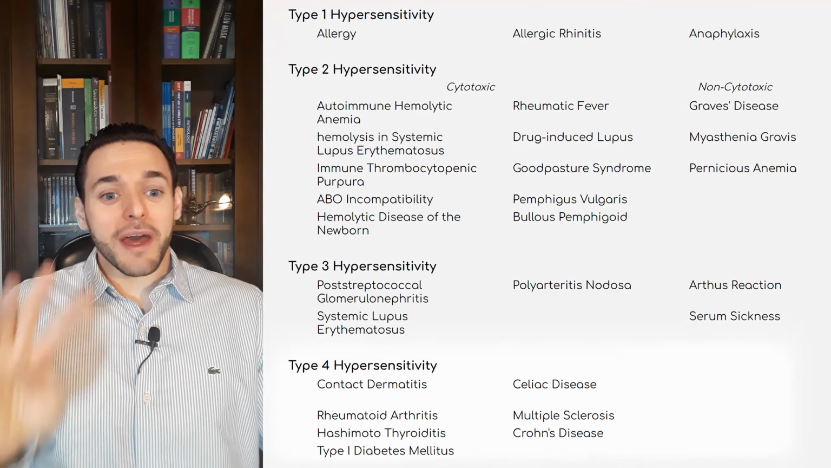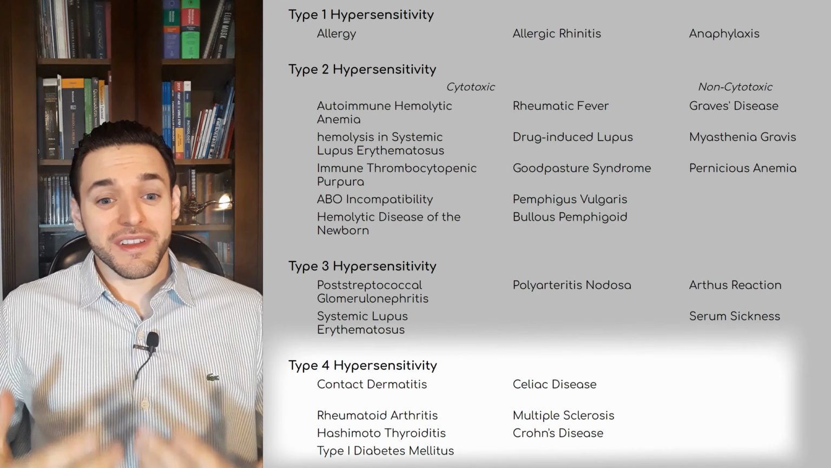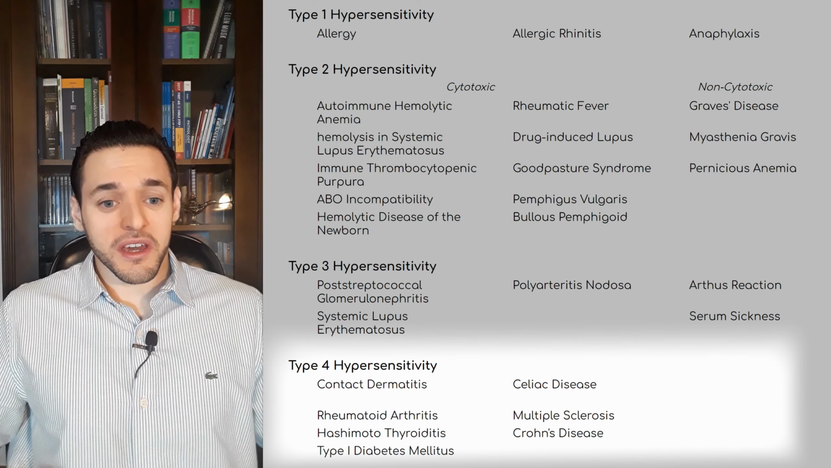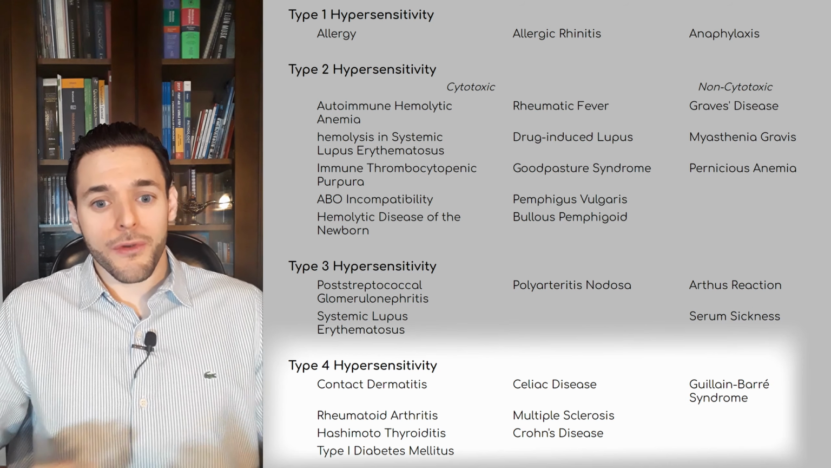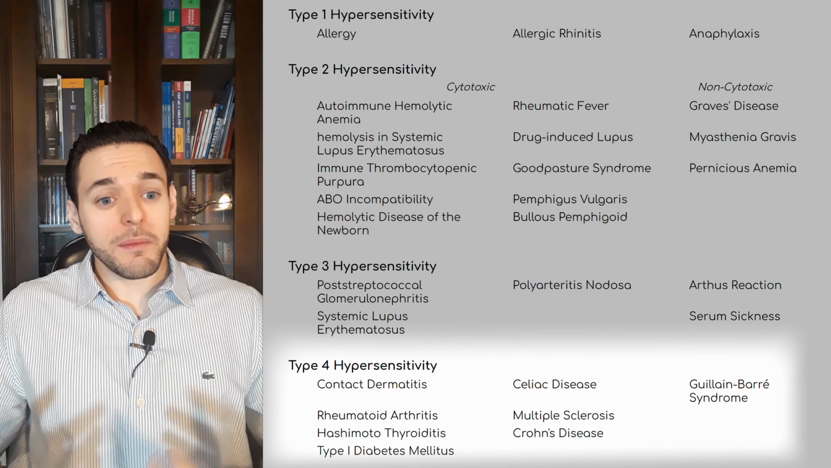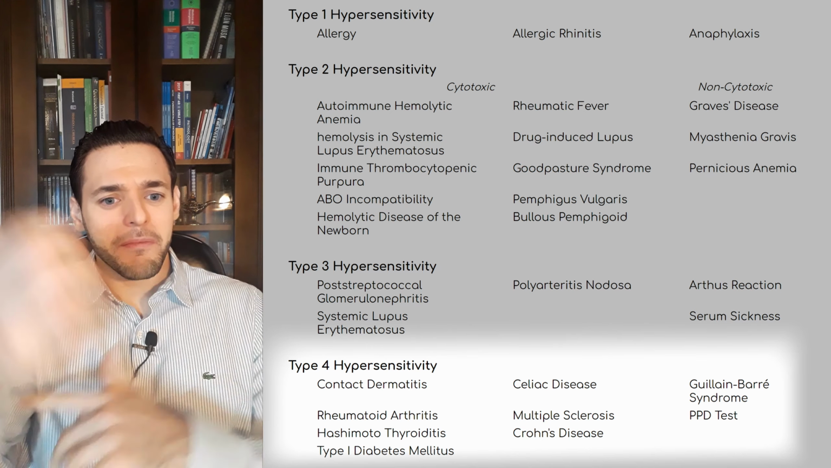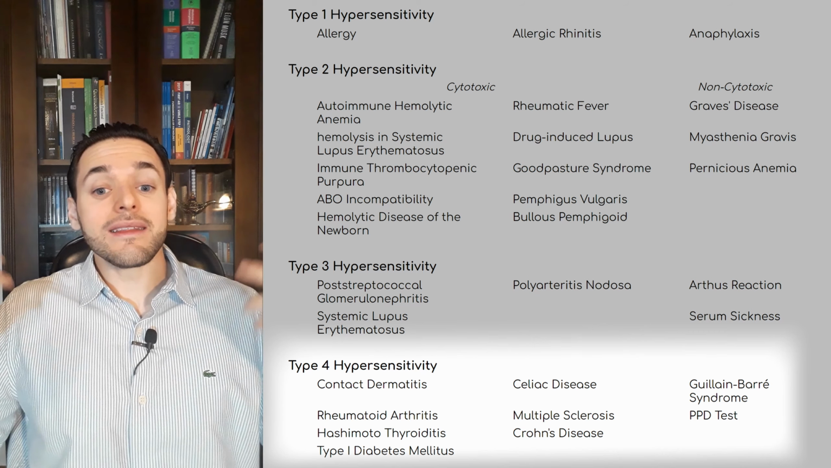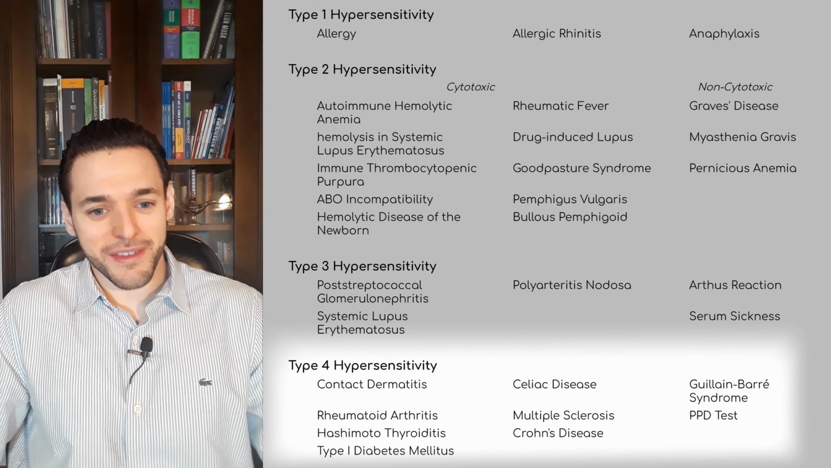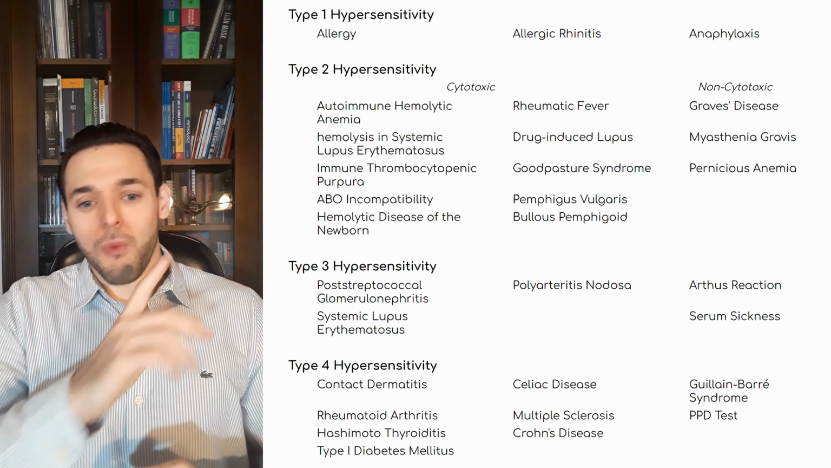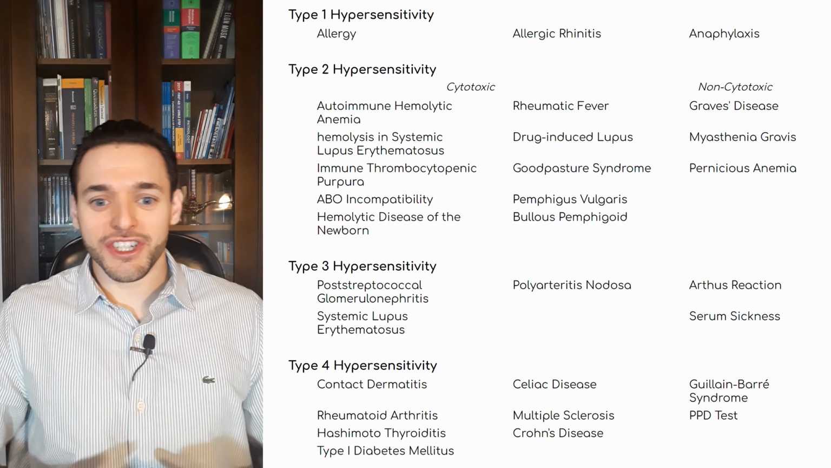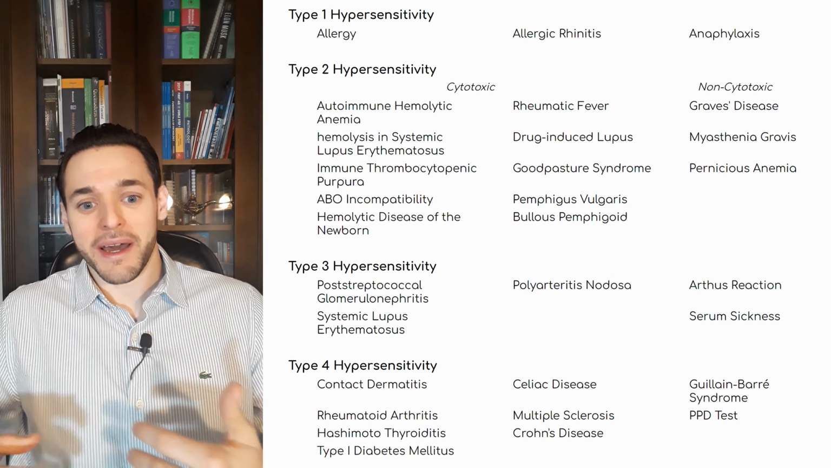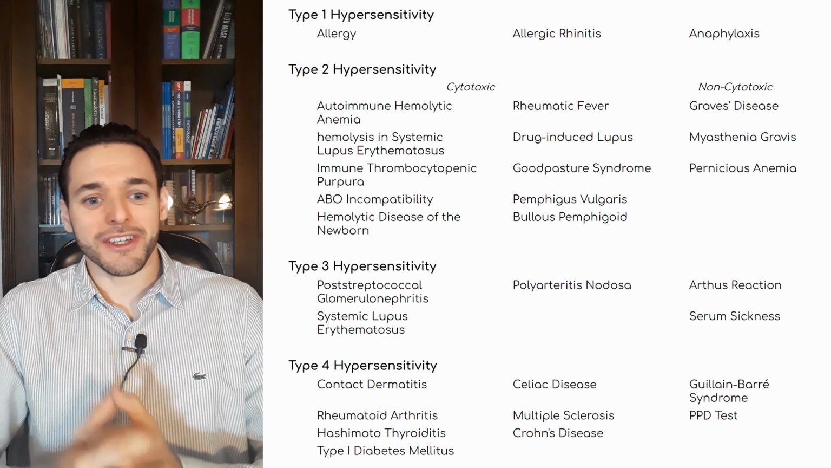And then we have type 4 hypersensitivity, caused directly by T cells, of which a couple more examples would be Guillain-Barré syndrome, the peripheral demyelination syndrome, and the PPD test or tuberculin test. If you prefer, you can call type 4 hypersensitivity the antibody-independent hypersensitivity. After all, type 1 has IgE, type 2 has IgM and IgG, and even type 3 has immune complexes formed by IgM or IgG plus antigen.